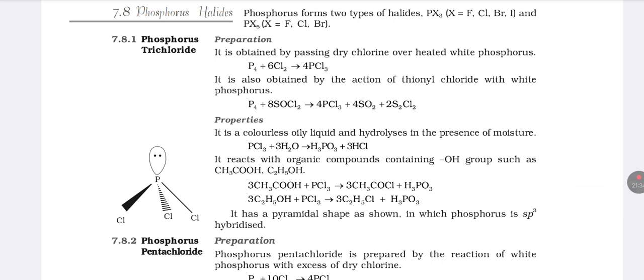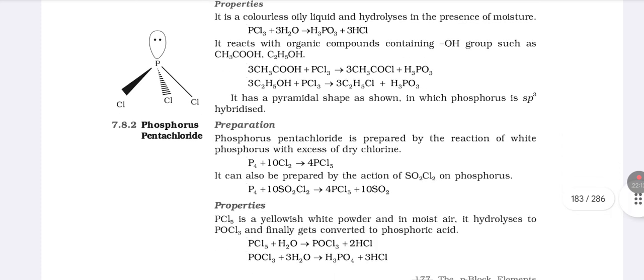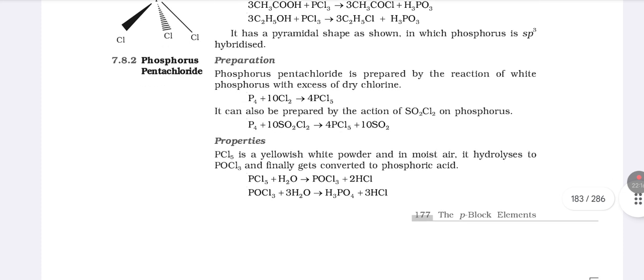Phosphorus halides. Phosphorus forms two types of halides. Phosphorus trichloride preparation. It is obtained by passing dry chlorine over heated white phosphorus. It is also obtained by the action of thionyl chloride with white phosphorus. Properties. It is a colorless oily liquid and is hydrolyzed in the presence of moisture. It reacts with organic compounds containing OH groups such as CH3COOH and C2H5OH. It has a pyramidal shape in which phosphorus is sp3 hybridized.